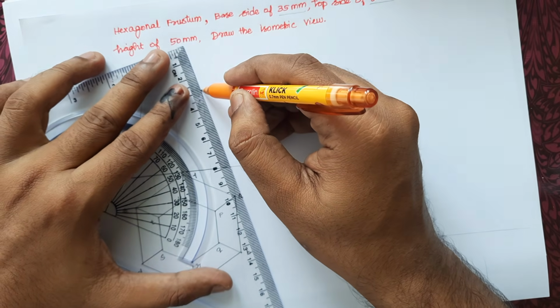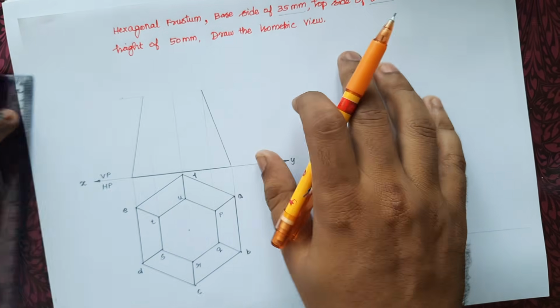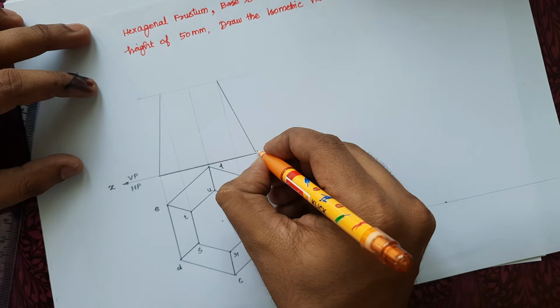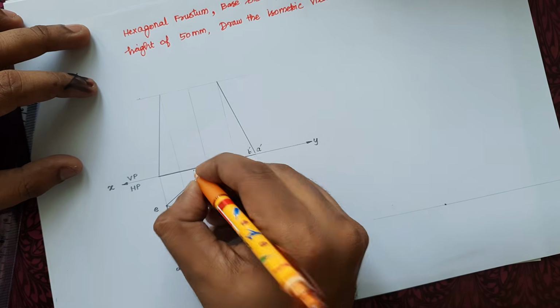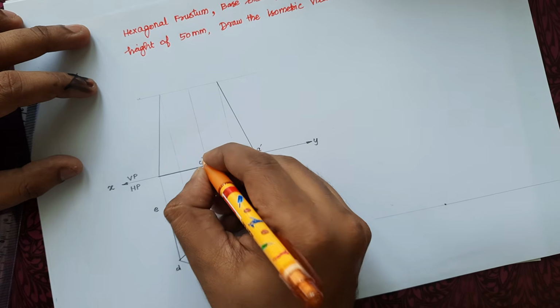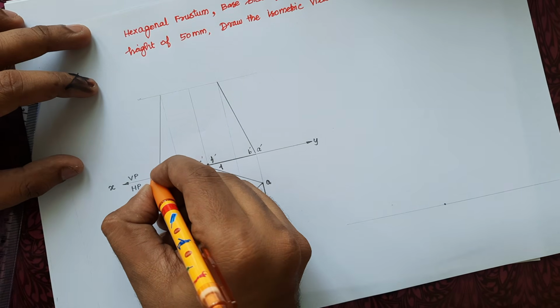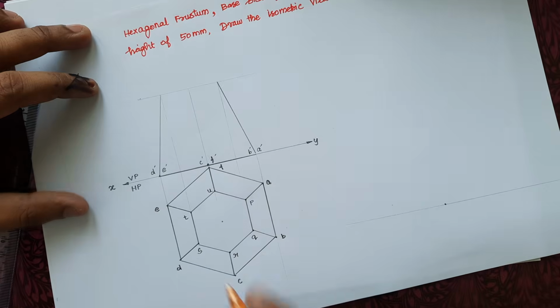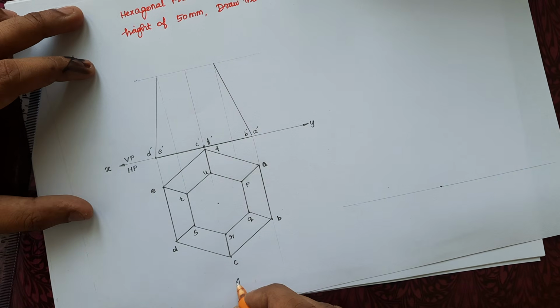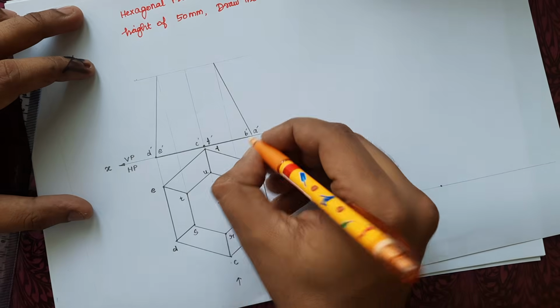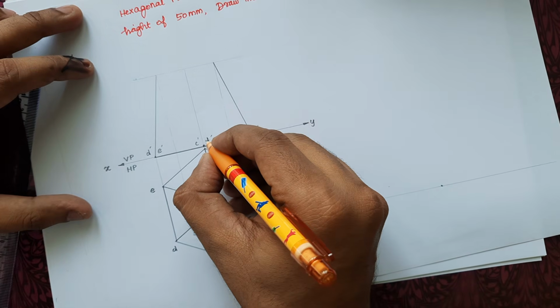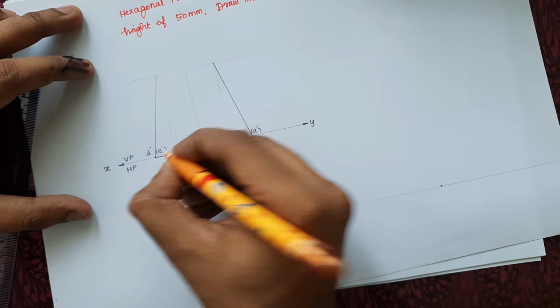and connect those points. So before that, I can name the top view points also. This will be A and B, and this is C and F, and this is D and E. And from the front portion, we can see B, C, D. A, F, E are hidden points.